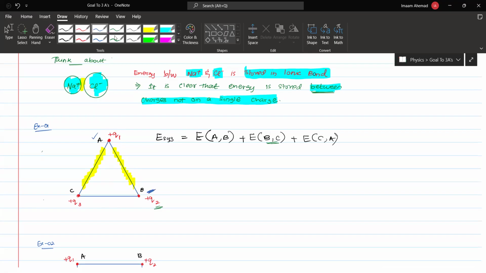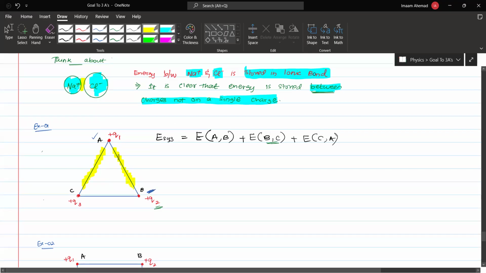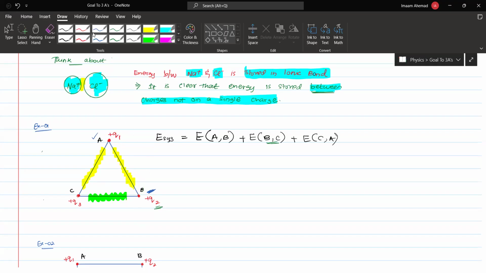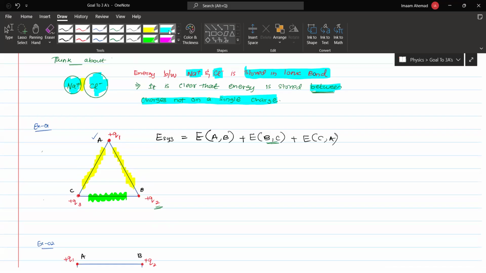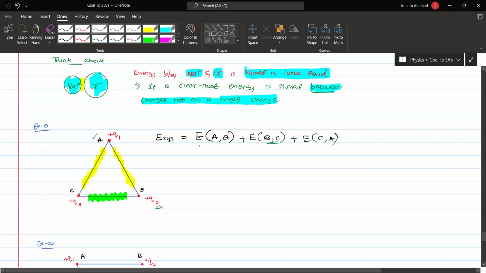If I go to B, what are the bonds B has? B has a bond with A, which I have already considered. Next, B has a bond with C, which I have considered now. So I'm done with B. Now let me go to C. C has a bond with A, already considered. C has a bond with B, already considered. Therefore, we only have to consider three bonds. That's what I have written here: energy between A and B, energy between B and C, energy between C and A. Is it clear?